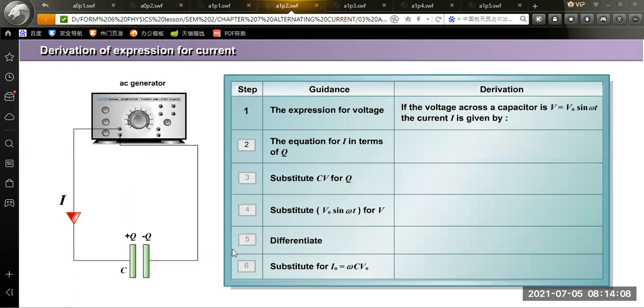Next, the derivation of the expression for current in the capacitor. If the voltage across a capacitor is V equals V0 sin omega t, then the current I is given by I equals dQ over dt, the rate of charge flow. Substitute CV for Q, because the amount of charge a capacitor can store is equal to CV. So I equals d(CV) over dt.